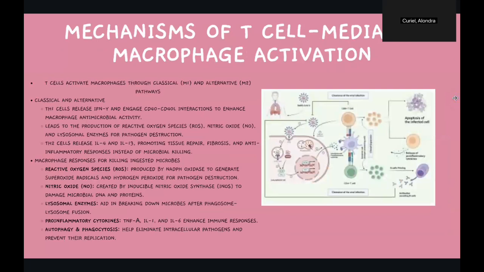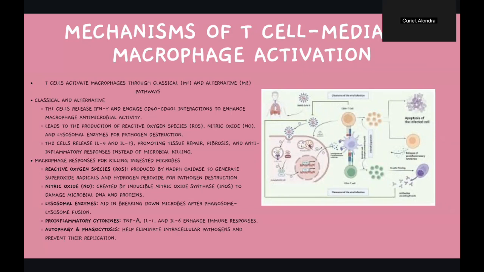Mechanisms of T cell-mediated macrophage activation. T cells activate macrophages through classical M1 and alternative M2 pathways. In the classical pathway, Th1 cells release IFN-gamma and engage CD40 and CD40L interactions to enhance macrophage antimicrobial activity. It leads to the production of reactive oxygen species, otherwise known as ROS, nitric oxide, and lysosomal enzymes for pathogen destruction. In the alternative pathway, Th2 cells release IL-4 and IL-13, promoting tissue repair, fibrosis, and anti-inflammatory responses instead of microbial killing.